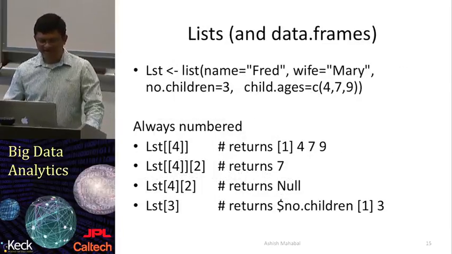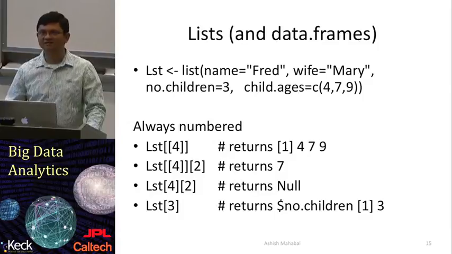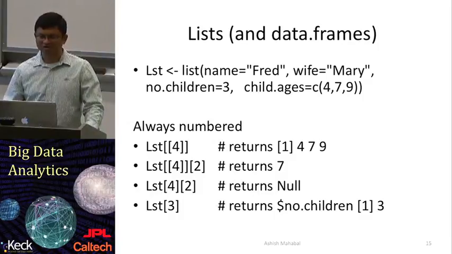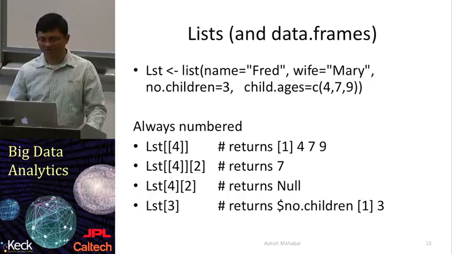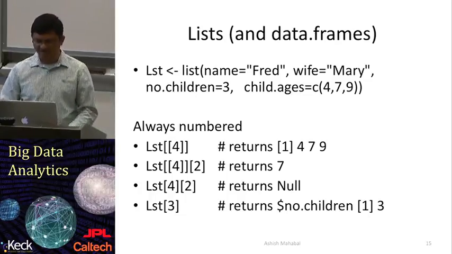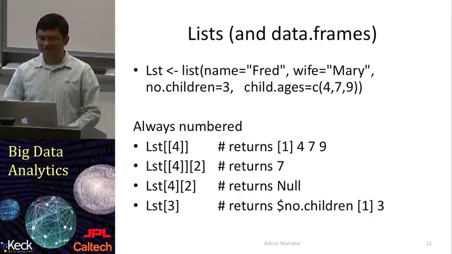Now, looking at a variant, what you can do is that you can combine different structures into a single structure also. So here we have something called name, Fred, wife, Mary, number of children, 3, and child ages, a vector. So we have a vector here, a number here, and some strings. Those can all be combined into a list and assigned to something called LST. You should remember that these are always numbered. So if you want the value in the 4th parameter of this particular list, you can say LST with 2 square brackets of 4, and then it's going to return you the vector that is there for child.ages.